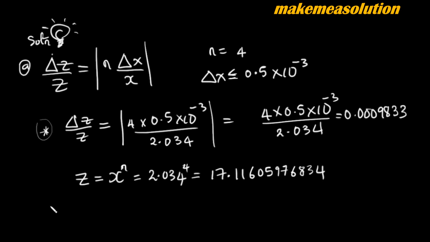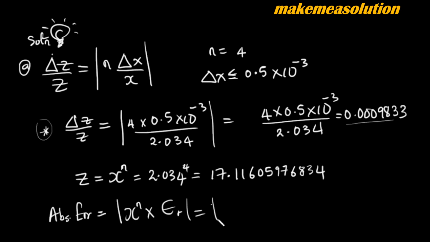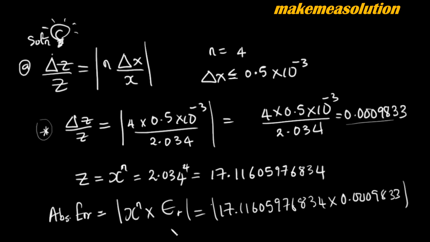Okay, so if you want to find the absolute error, although they might not really ask us to find absolute error, but if you want to find it, absolute error is given to us as, of course, always the magnitude of the product of z, which is x raised to the power of n, times the relative error that we just got. So we have the magnitude of 17.11605976834 times this value 0.000983.